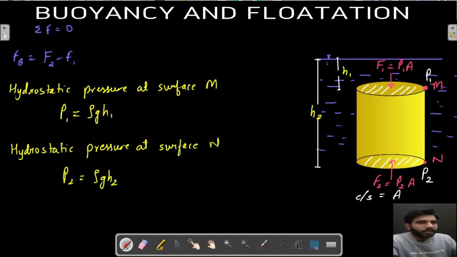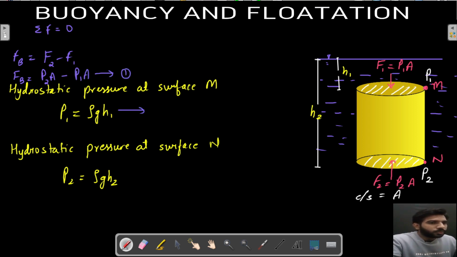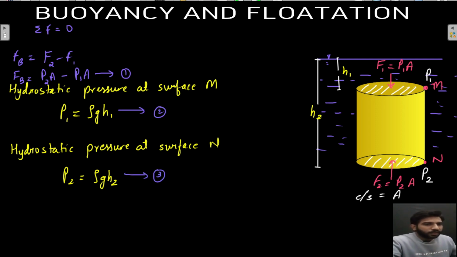Also we can further write FB is equal to F2 minus F1, where F1 is equal to P1 A, and F2 is P2 A. So FB is equal to P2 A minus P1 A. This is our equation 1. We can name this equation 2 and this equation 3. So from 1, substituting 2 and 3 in 1, what we get is FB.